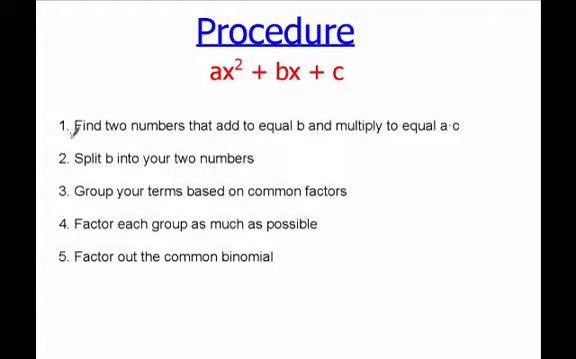So here's our procedure for doing that. We need to find two numbers that add together to equal b and multiply to equal a times c. Once we've done that, we're going to rewrite our original expression by splitting our b into the two numbers we find in step 1. Then we will group our trinomial into two binomials based on common factors. We'll find the greatest common factor of each group and factor it out, and then we'll factor out a common binomial. Now I know this all doesn't make a whole lot of sense right now, but as we work through it, it will start to get a little clearer.